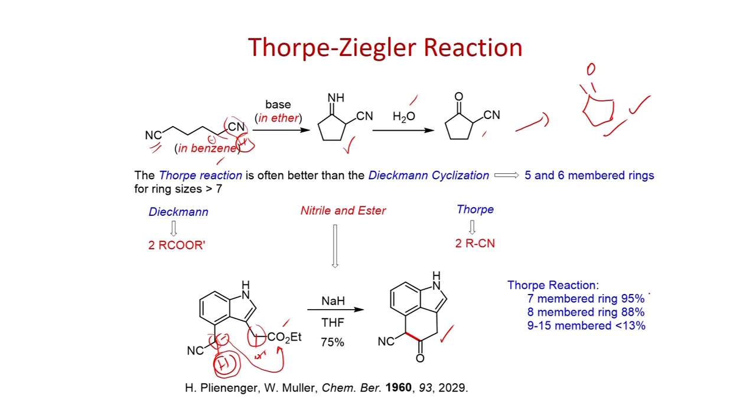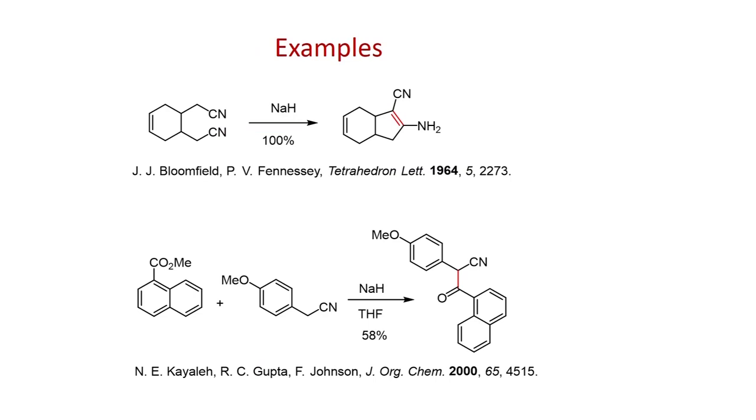So the Thorpe reaction works well if you want to make 7-membered, 8-membered rings, but larger rings are not successful. Two examples are shown here. The first example involves the intermolecular reaction of the dinitrile derivative, deprotonation of this acidic proton, as we have seen earlier, using sodium hydride to have this anion, which can undergo addition with this nitrile group.